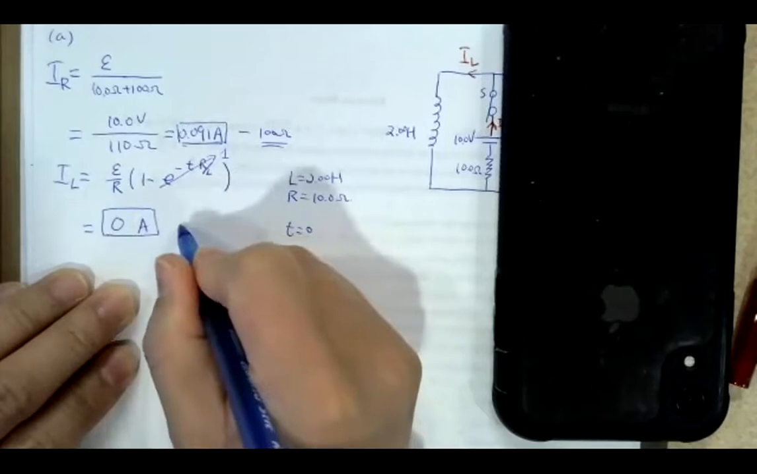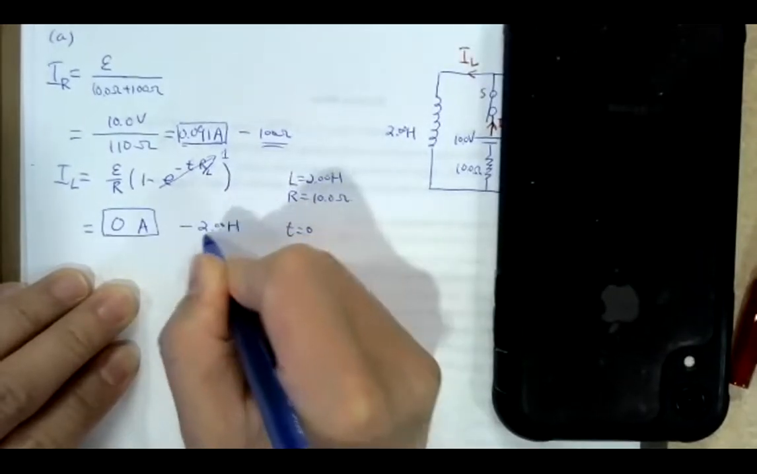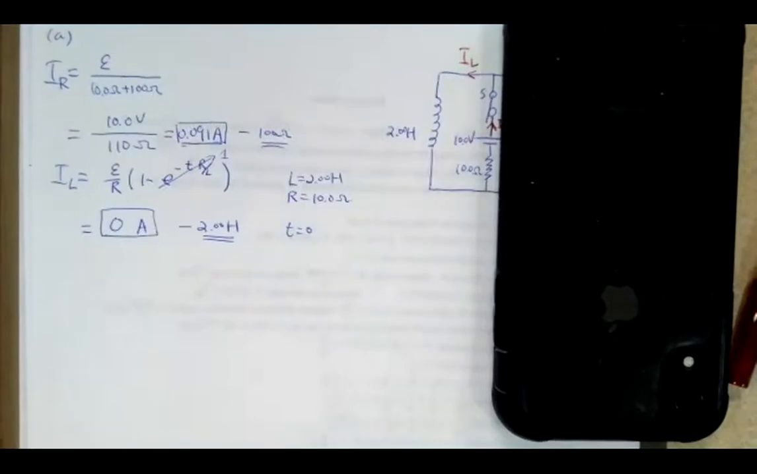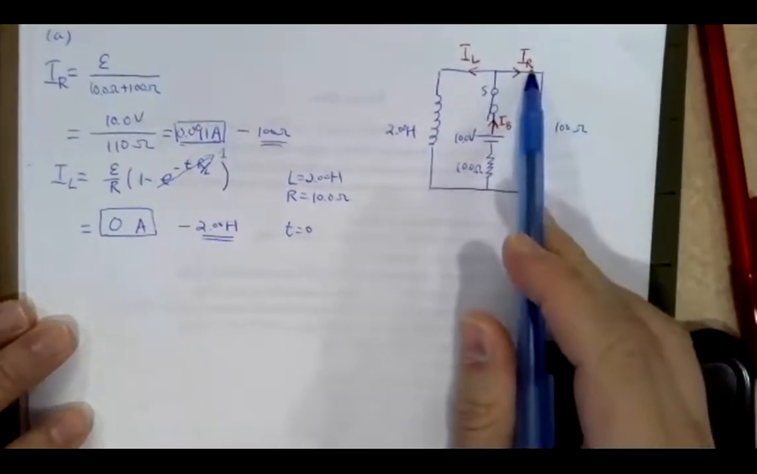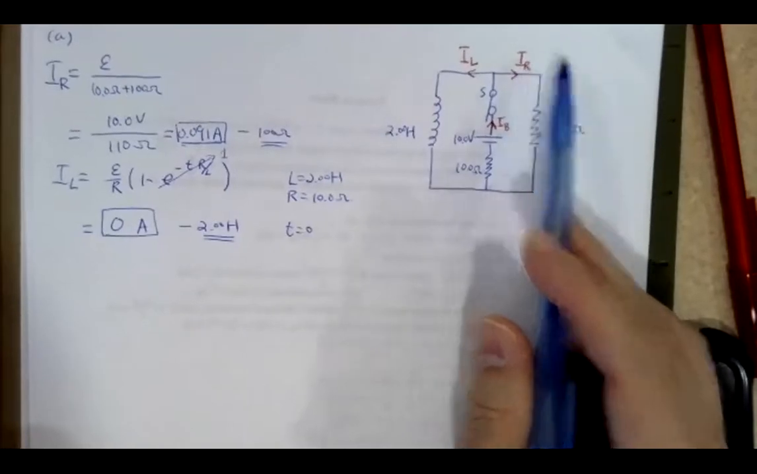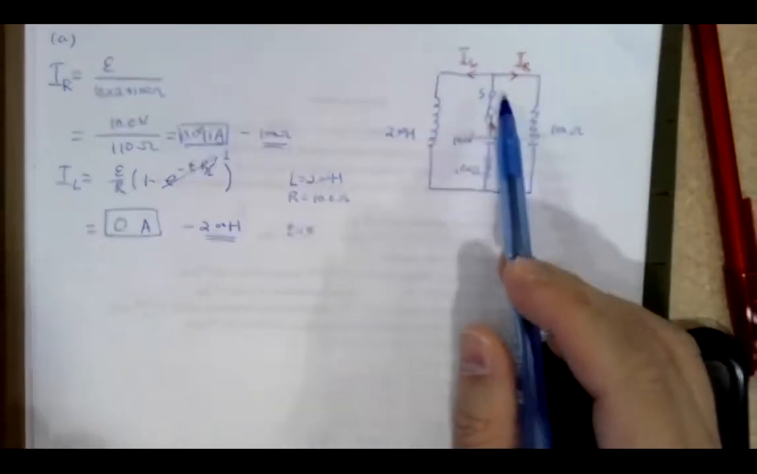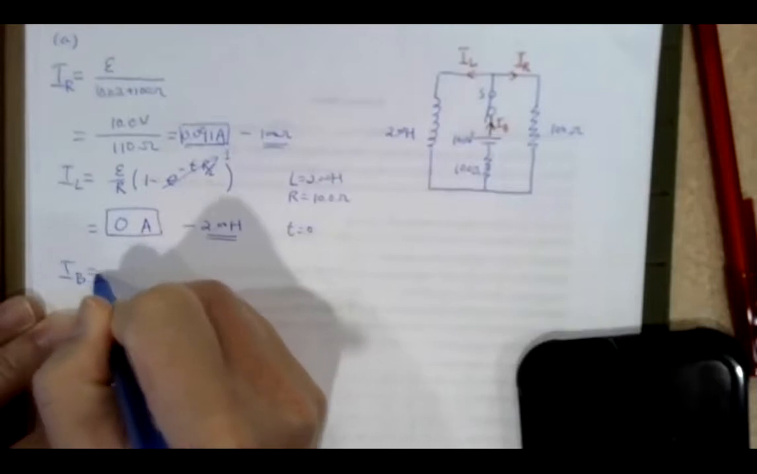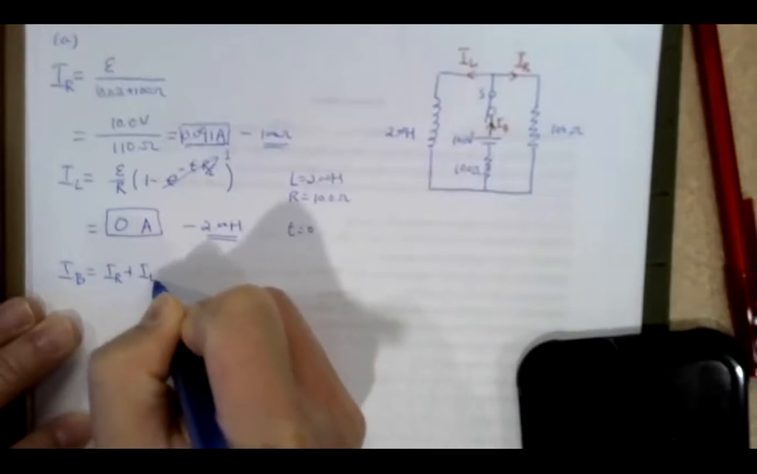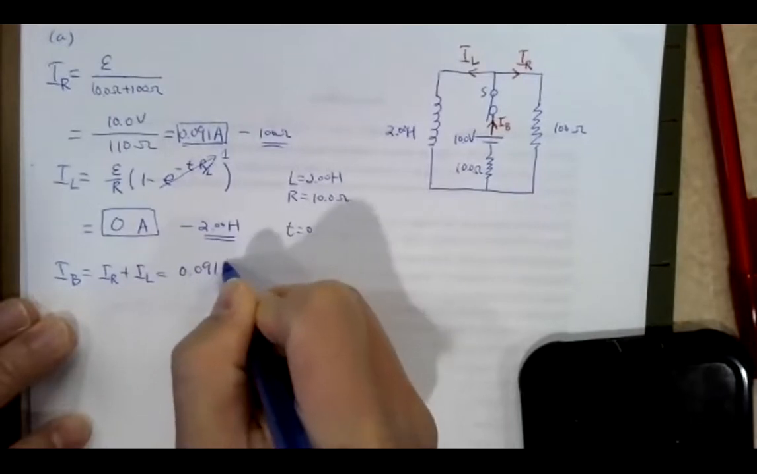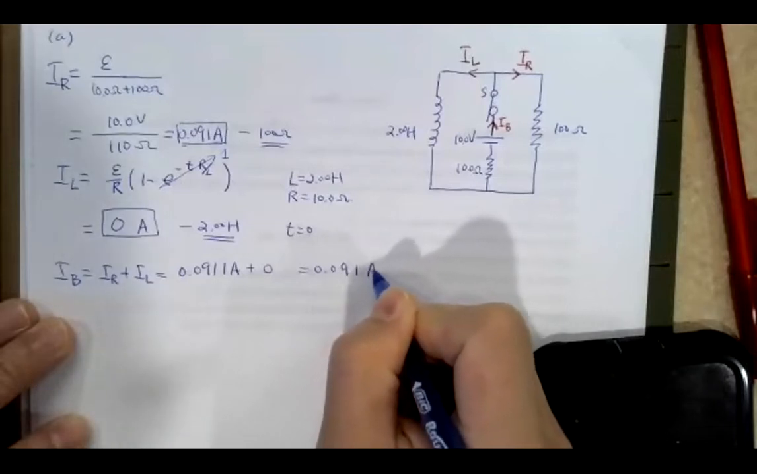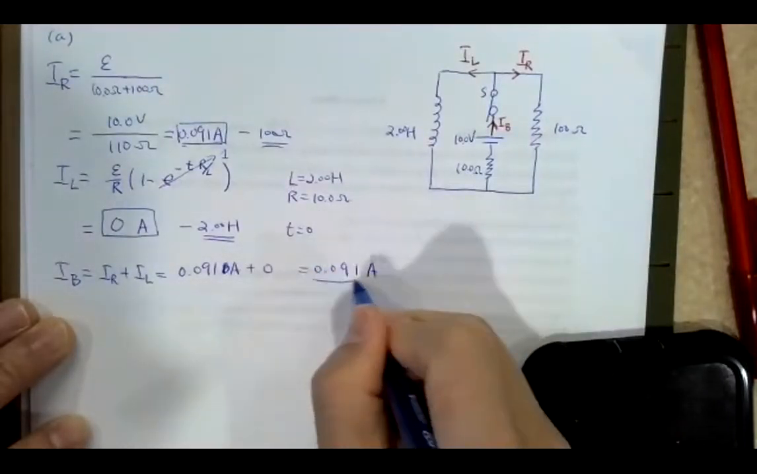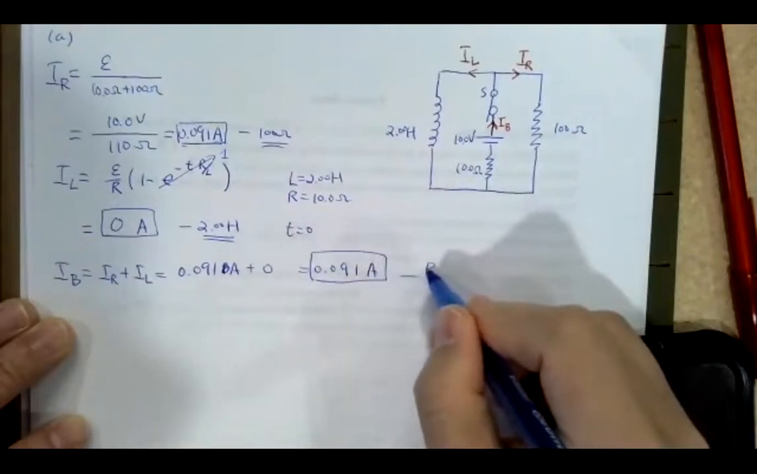This is for the inductor, the 2.00 Henry inductor. This is right after the switch is closed. So then you have the current in the resistor, and then the current in the inductor. The current in the battery should be equal to the summation of the two, right? So it will be still 0.091 amps plus 0, so that's still 0.091 amps. Okay, so this is the current through the battery.